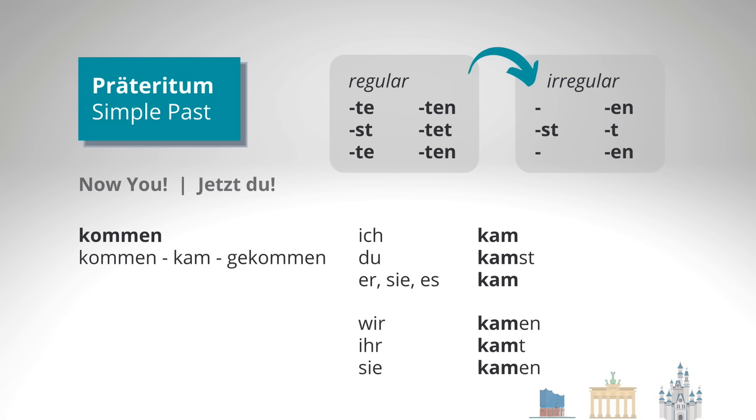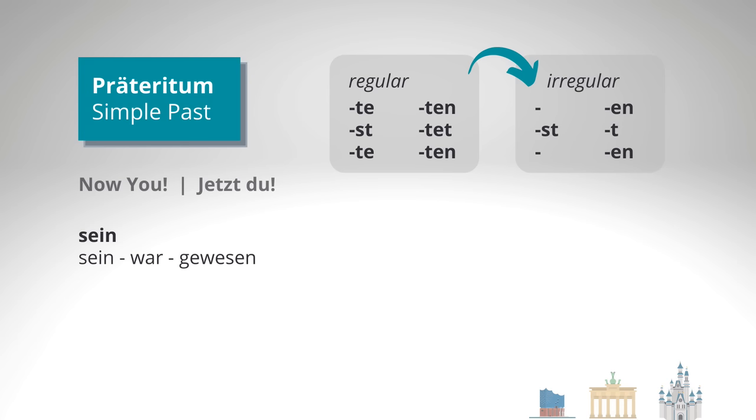Let's have a look at the most difficult verb in German, sein, to be. The three forms of the verb sein are sein, war, and gewesen. In English, be, was or were, and been. Based on that, are you able to conjugate it? If you like, you can pause the video and try for yourself. If you manage to conjugate this verb, then congrats, then you're able to conjugate all of the verbs in the Präteritum.